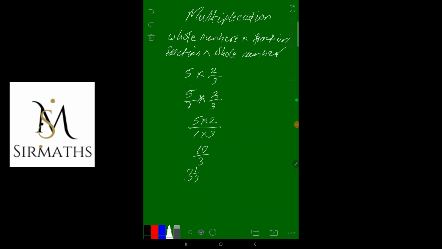What did I do? This is 10 divided by 3. 10 divided by 3 will give you 3. 3 times 3 is 9. 10 minus 9 will give you 1. So that is why we now have 3 as a whole number, 1 as a numerator over this divisor, which is 3. So this is our result. We multiplied a whole number with a fraction. This is the same process when we are multiplying a fraction with a whole number. Let's have an example of that.